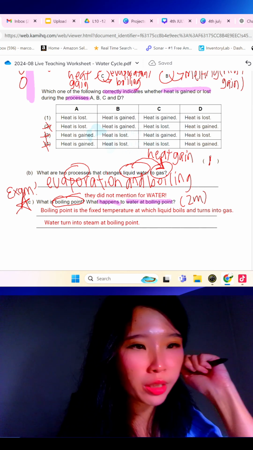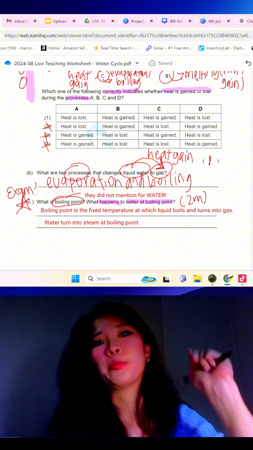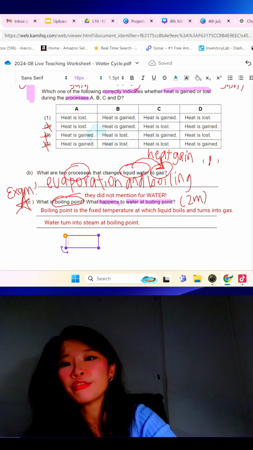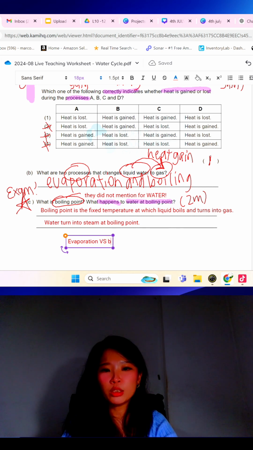If boiling point is where liquid turns to gas, then why is evaporation not considered boiling? Oh, very good, Harvey. Because there's a difference between evaporation and boiling. Can you all tell me one difference between evaporation and boiling?